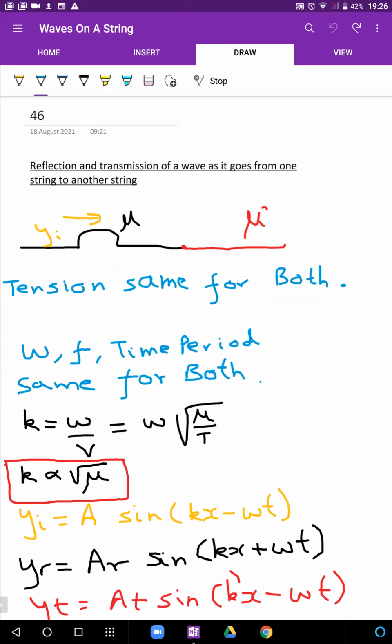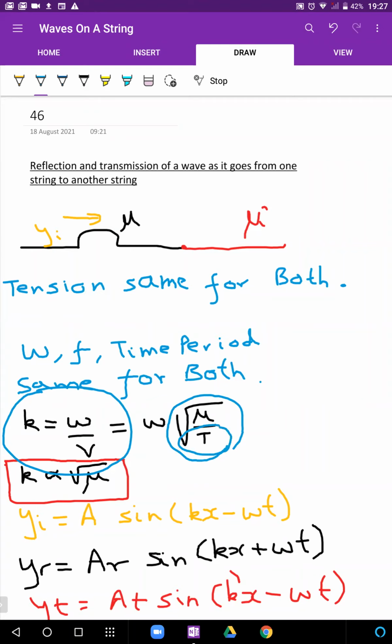Moving on to the wave number K. To find K, it is going to be omega by V. All right. So we know that omega is not changing. So K is inversely proportional to V. Fair enough. But V is root T by mu. So 1 by V can be written as root mu by T.